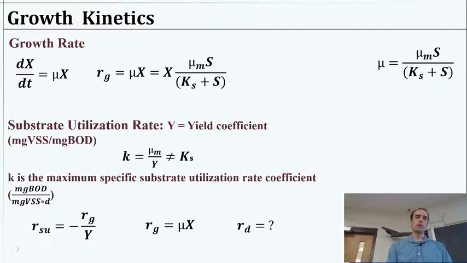So Rg is equal to mu x, and if we substitute the mu, that Monod equation here, that's this piece, right? So all I've done here is just expanded. Instead of putting mu, I put in that entire equation we had for mu. So now we have a definition of the rate of growth as x times mu max times the substrate, all that divided by Ks plus S. Okay, so that gives us a rate of growth for our system.